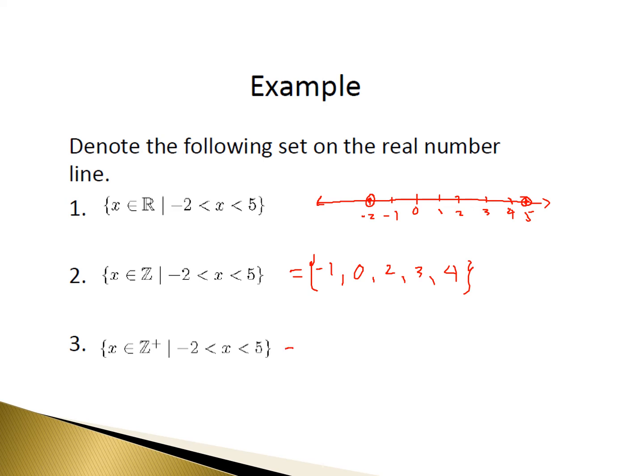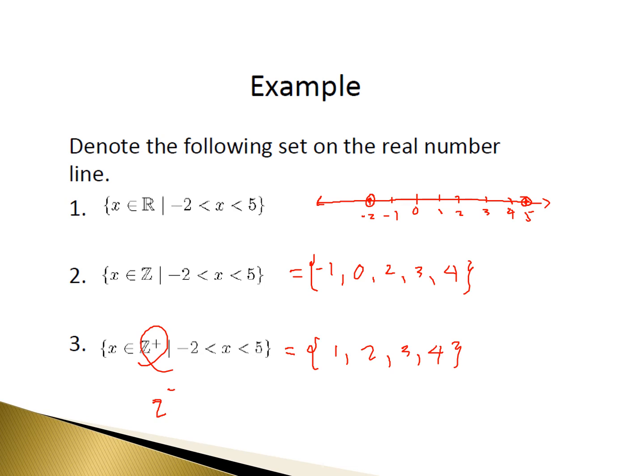So how about the positive integers for number 3? So positive integers, those are only 1, 2, 3, and then 4. So the set here, we have 1, 2, 3, 4. Why 1, 2, 3, 4? Because the question only asks for the positive. What if the question here is, what are the negative integers?